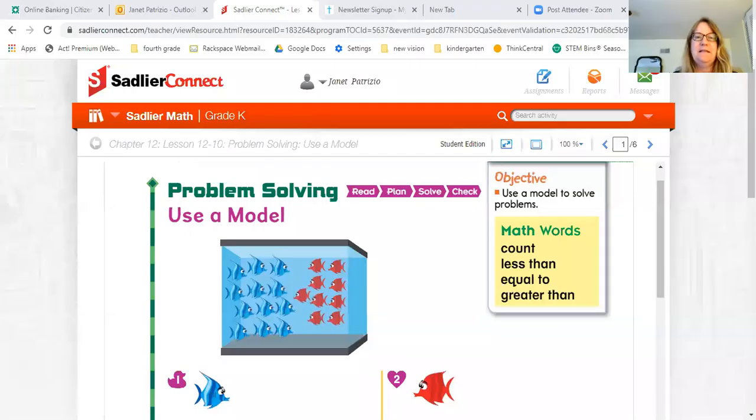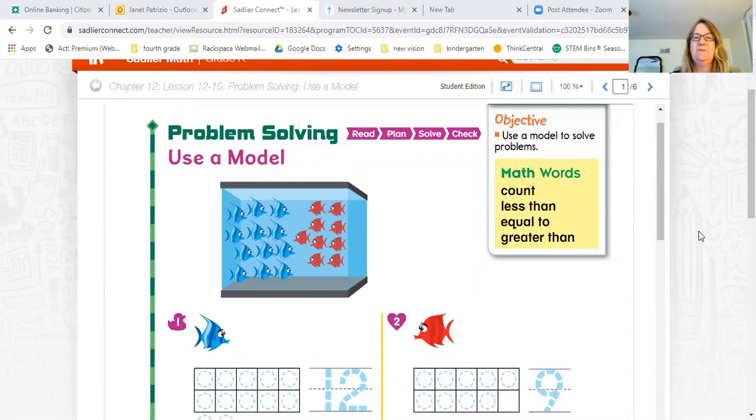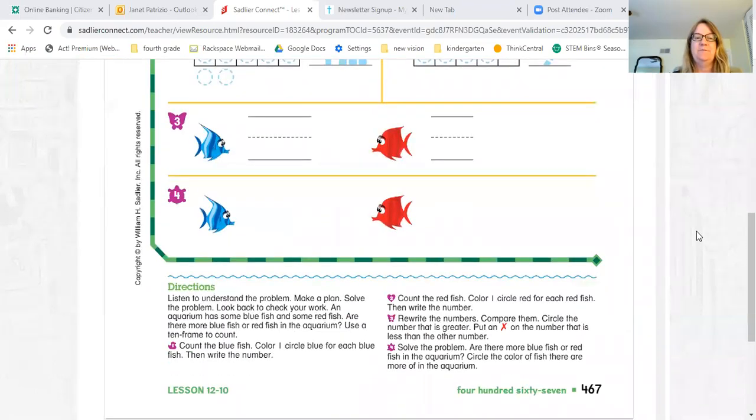All right, math lesson for today. It is problem solving. We are going to use a model to solve problems. Now, before we start, we will do this page together. Remember, when we do problem solving, we listen to understand the problem first, so someone will read the problem to you. We make a plan. We solve the problem, then we always go back to check our work.